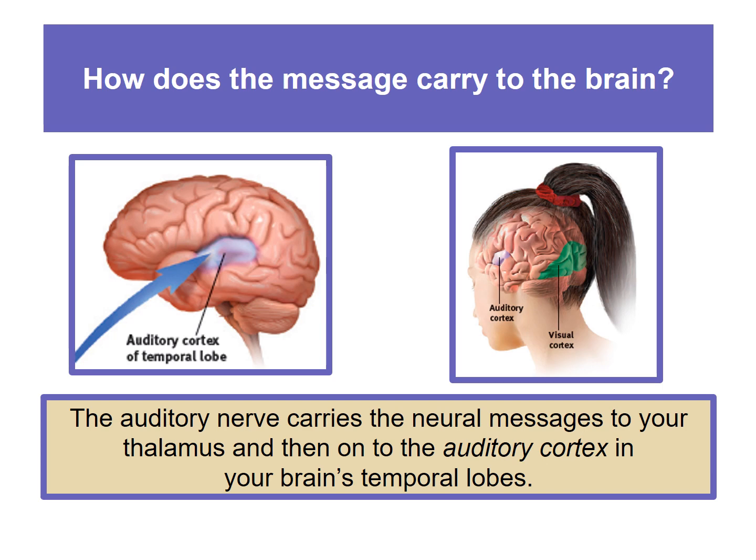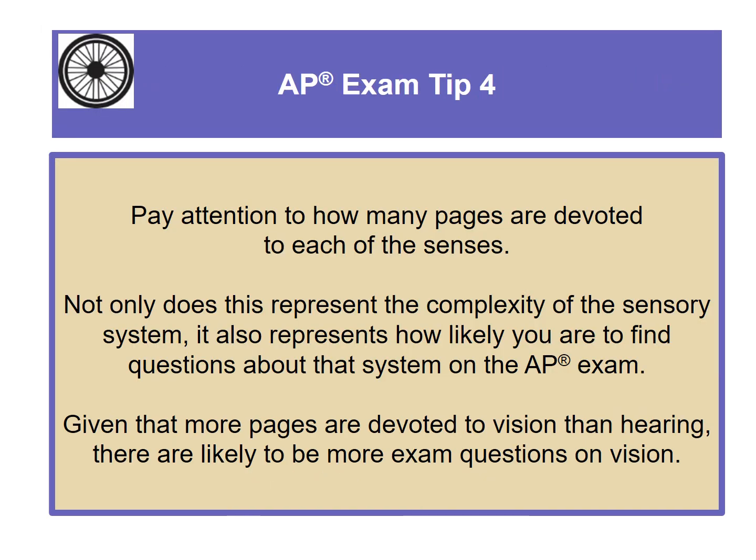Now, how does the message carry to the brain? That auditory nerve then carries the neural messages to your thalamus and then onto the auditory cortex in your brain's temporal lobes. Super awesome. We're bringing it all back to the parts of the brain that we just spent so long studying and tying in neurons and the parts of the neurons with the axon.